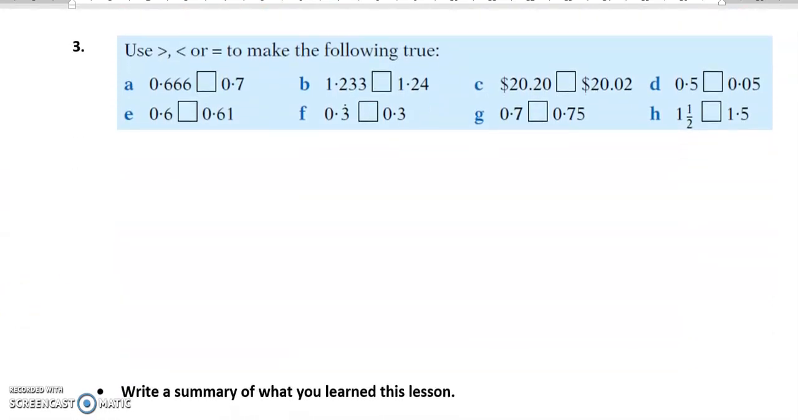Alright, in number 3, we're looking at writing greater than, less than, or equal to make the following true. So is 0.666 greater than or less than 0.7? Well, it's less than, so we put that symbol in there. 1.233, is that smaller or bigger than 1.24? Well, it is smaller than. Okay, $20.20 is equal to itself. A half versus 5/100ths, a half is bigger than that. Okay, you guys have a go at the rest.